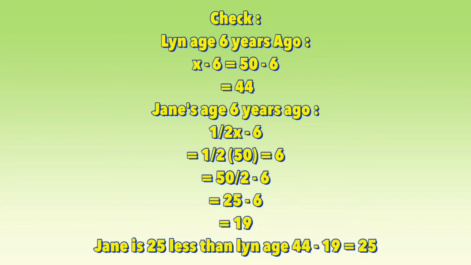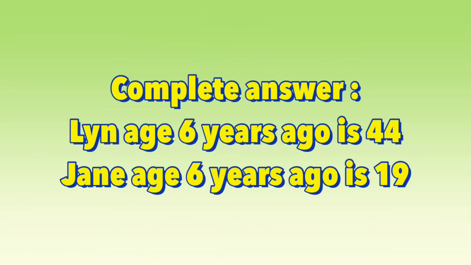Lane is 25 less than 8 times Jane's age: 44 minus 19 equals 25. Correct. So our complete answer: Lane's age 6 years ago is 44 and Jane's age 6 years ago is 19.